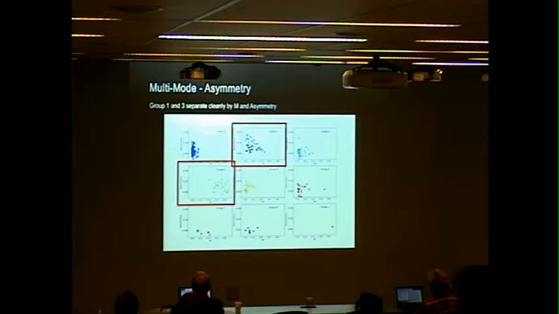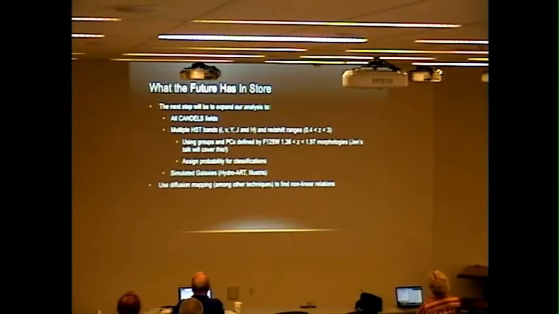So group 1, all of the galaxies fall in low M and high asymmetry, meaning that they only have one bright clump. Whereas group 3 ones have higher M's, meaning they have brighter clumps, but they're less asymmetric than group 1. So what does the future have in store for pursuing more scientific results?